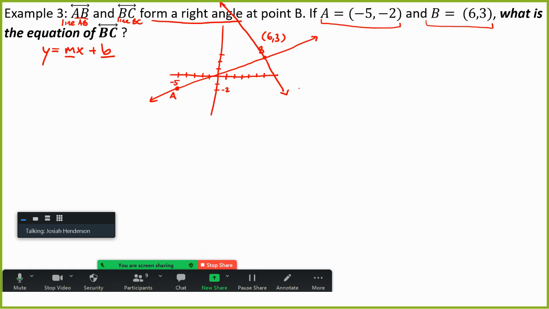They want the equation for the BC line. So I'm going to put C somewhere so we know which one we're talking about. I think it's pretty impossible to just tell from a sketch what the y-intercept is for BC. So we're going to have to find the slope of AB, and then we'll solve it like the other ones. Okay, it's almost out of time, so I'm going to go through this quickly. So we need the slope of AB.